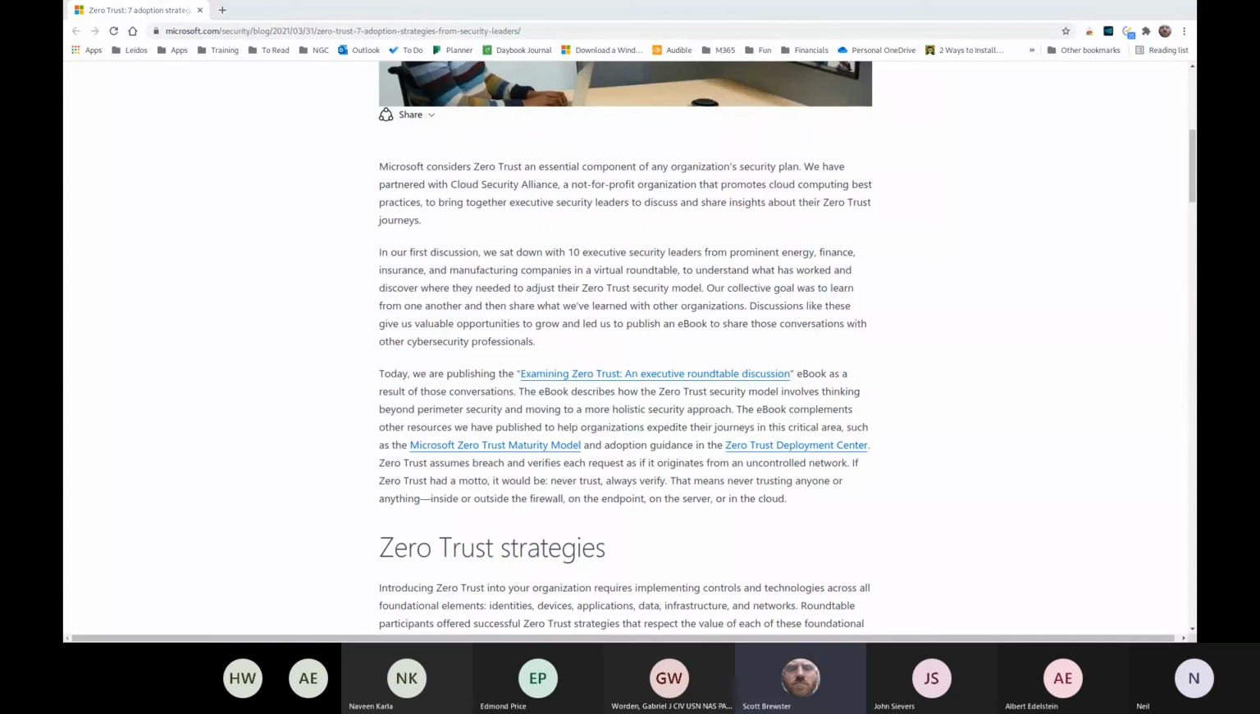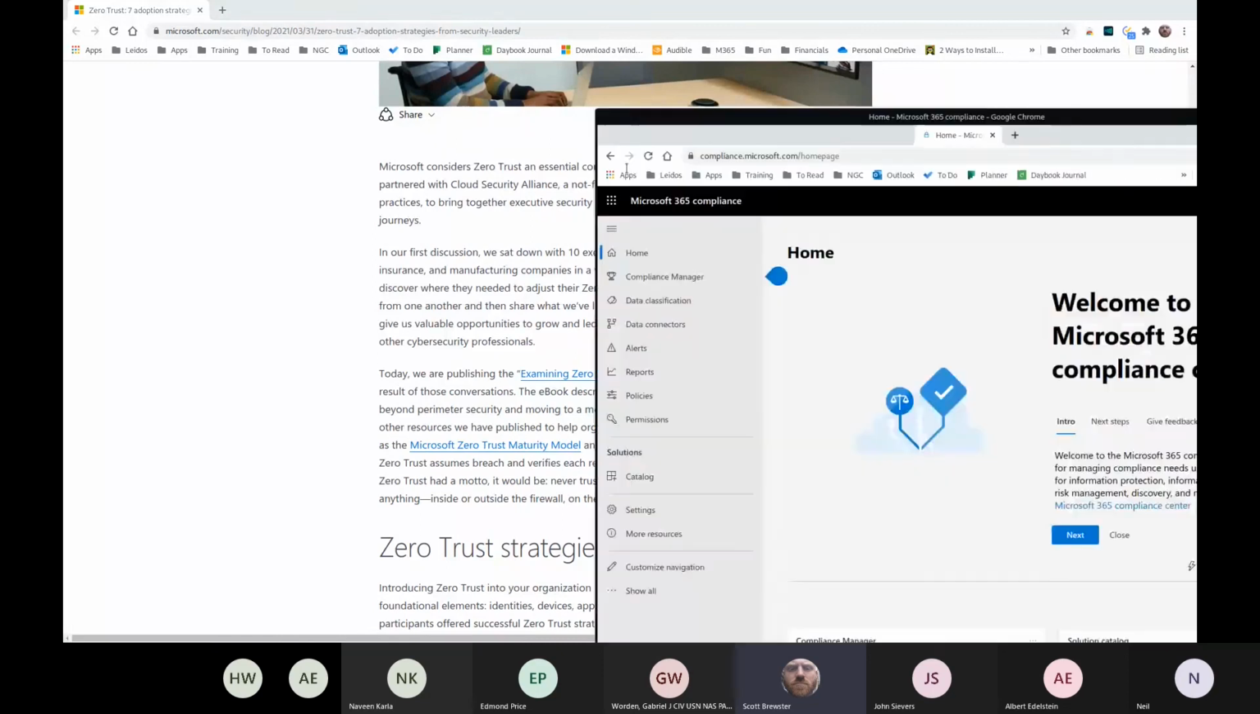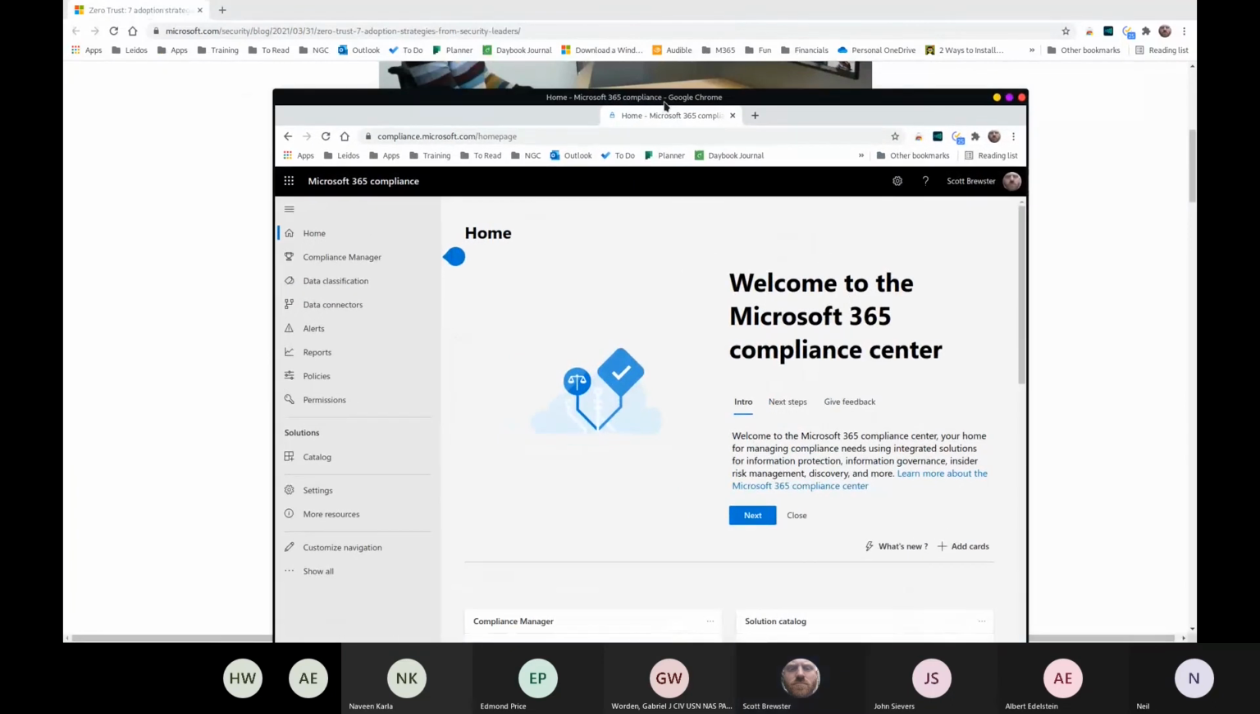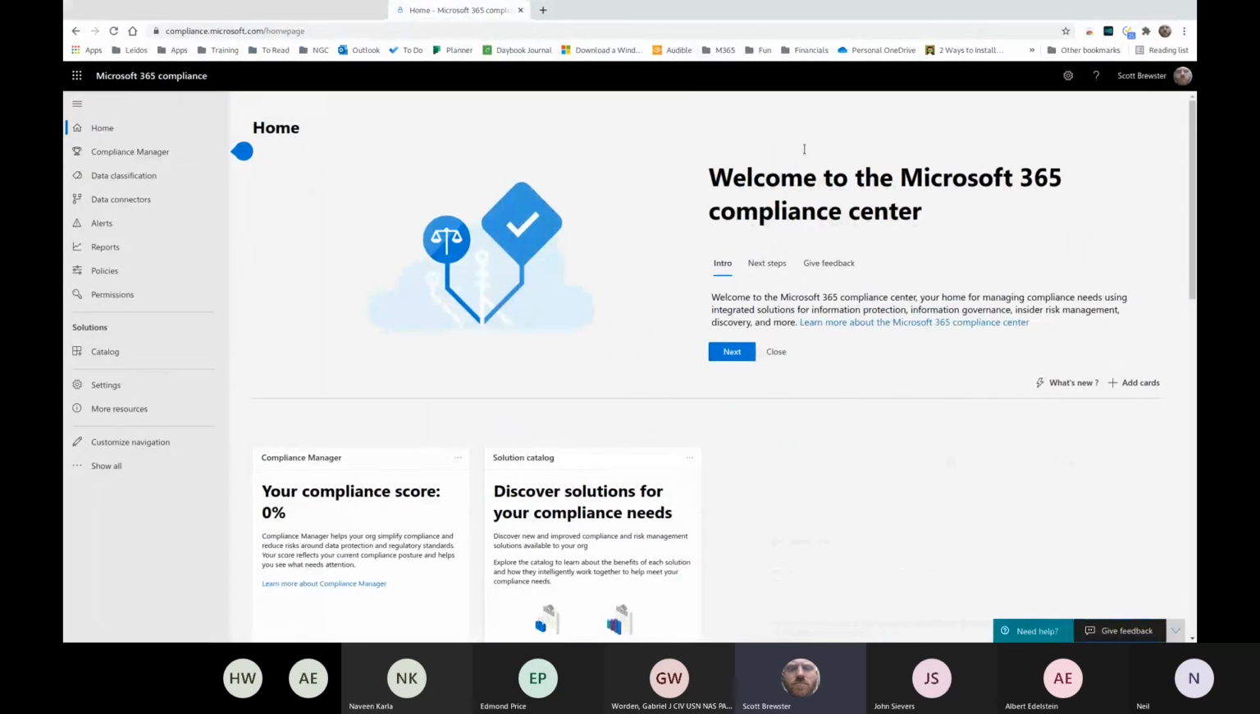So there's that. And then I'm going to pull these over here real quick. So you want to get started by coming into the compliance center. This is my tenant, so my score is absolutely horrible because it's not like I'm doing any federation to my home network or anything like that.